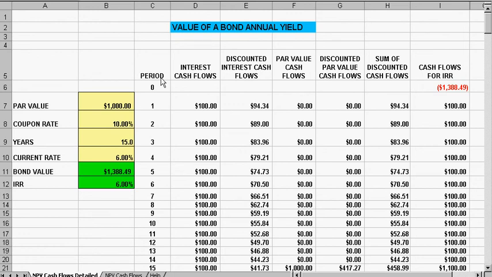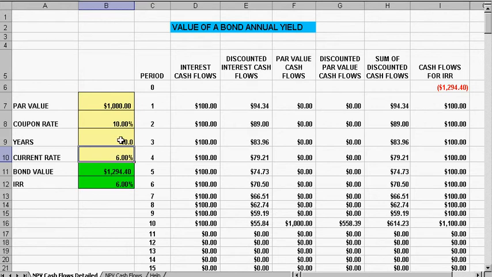This spreadsheet will help us calculate bond values. Here we have the par value, coupon rate, years to maturity, and the current rate, the discount rate. It's a nice spreadsheet. For one thing, it does a lot of adjustments for you. We really took a lot of time to put this one together. So if we put in 10 years, you see it automatically adjusts and will make all the calculations for you.